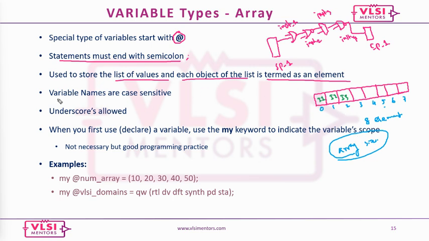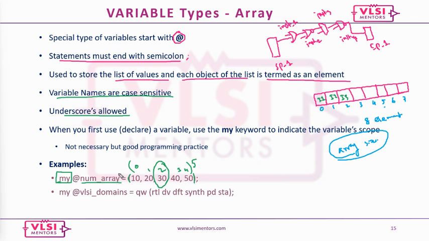And as usual, the variable names are case sensitive, and underscores are allowed. As I mentioned, I always use the my keyword to define the scope. Now if you look here, the @ is the syntax. The compiler would understand that this is an array, and then the array name, and then you can put it in brackets, like 10, 20, 30, 40, 50. There are five elements in this array. If you query location 2, counting 0, 1, 2, 3, 4, you will get 30.